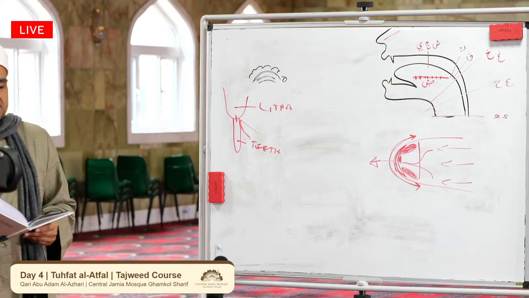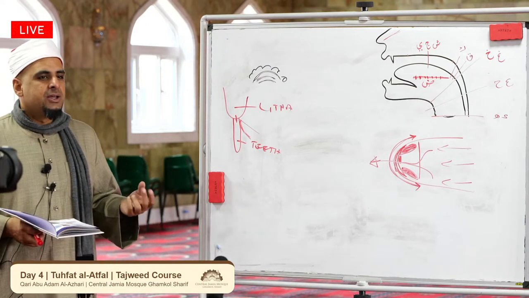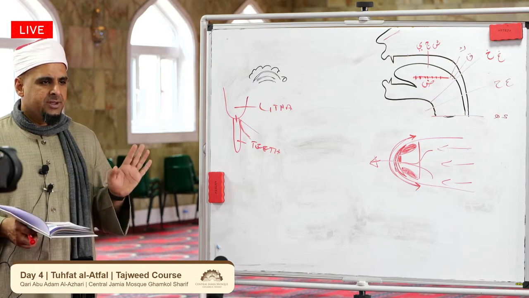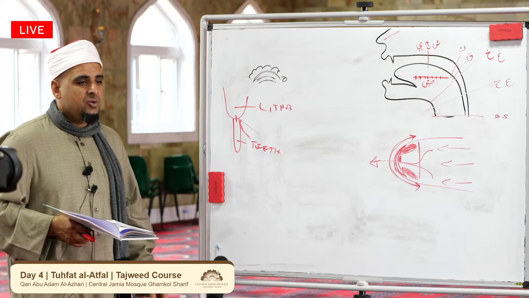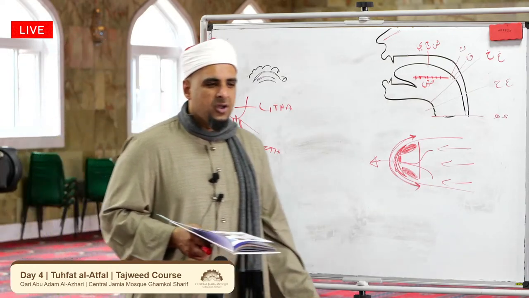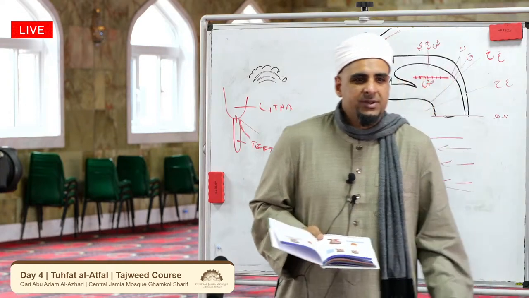So look at these three letters. Ta, ta, da. Your tongue is identical in all three, the tip. Okay? How do we differentiate the sound? How do we bring about the quality of the ta, the quality of the ta, or the quality of the dal? How do we do that?